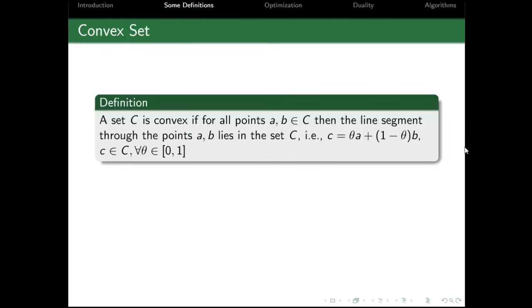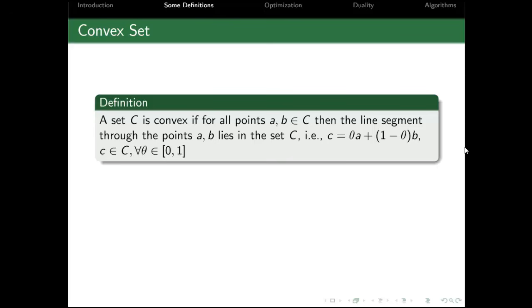A set C is said to be convex if for all points a, b belonging to the set, the line segment passing through these points should also lie inside the set. Mathematically, we can see this as all the points of the form theta a plus 1 minus theta b, when theta lies in the closed interval 0 to 1, should also belong to the set C.